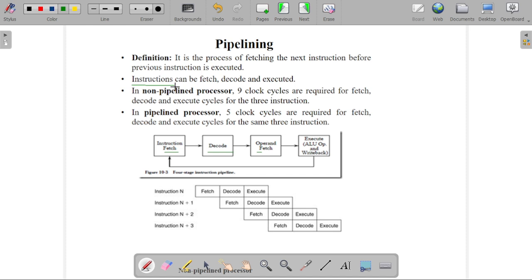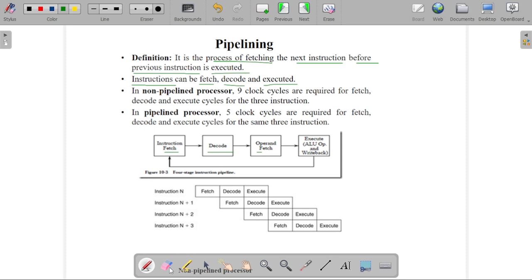In case of instruction execution, there are three cycles included: fetch, decode, and execution. So the definition of pipelining is the process of fetching the next instruction before the previous instruction is executed. See in this diagram, this is the four-stage instruction pipelining architecture.